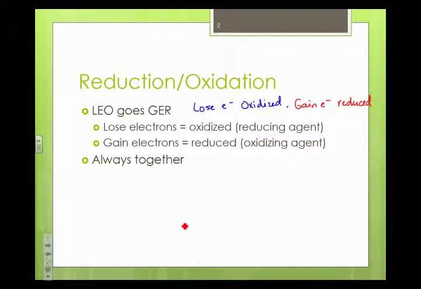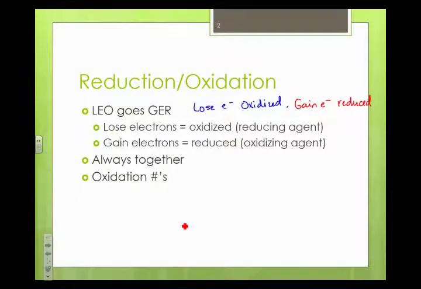Oxidation and reduction always come together, so you can't have one without the other. If somebody's losing electrons, somebody else is picking them up. If somebody's picking up electrons, somebody had to lose them. So if you're working through a reaction and you only see reduction happening, or just oxidation happening, you want to go back and check your work, because you should always see the two occurring together.